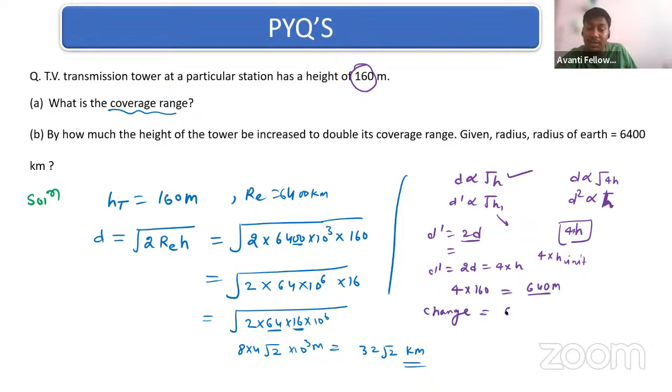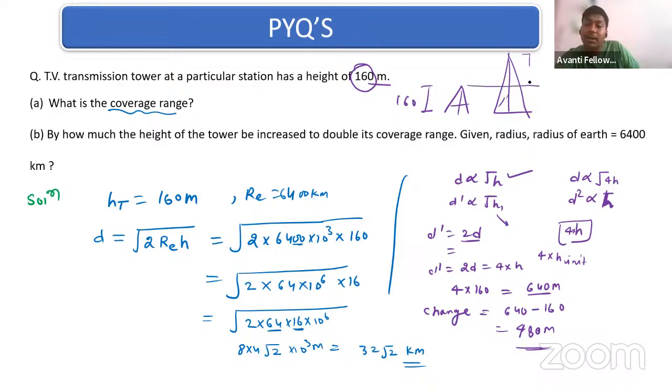Then the change, or we need to increase, 640 minus 160, that will be 480 meter, which means I need to increase the height of this tower from 160 meter to 640 meter. That will be 480 meter. The answer will be 480 meter. I hope this question is clear. Is this question clear, brother?